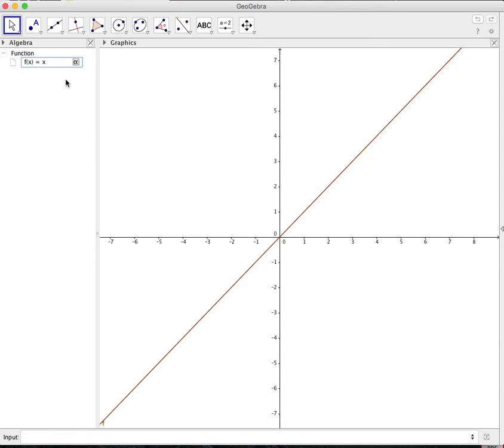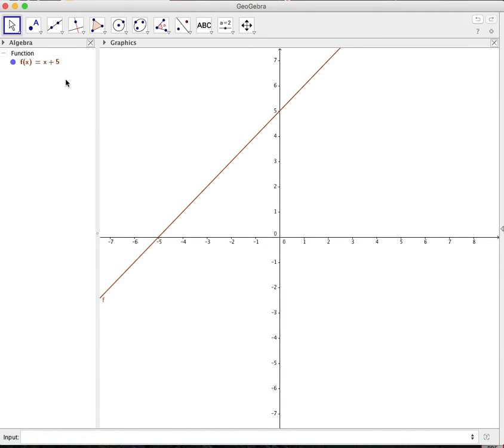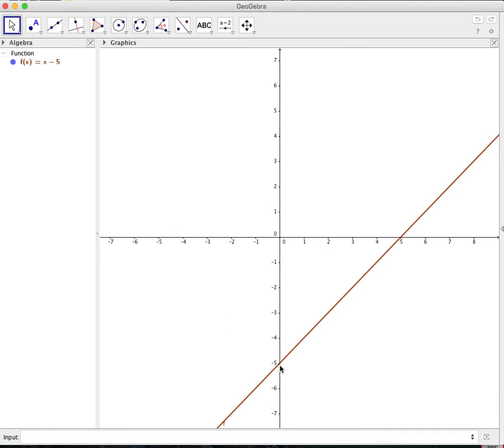Now let's add to this. I come up to the upper left where I'm editing, and let's say x plus 5. Now we see the line moves up to 5. That's our b, with a slope of 1. Let's try minus 5. Just as we would expect, it goes down to minus 5 as our b, with a slope of 1.